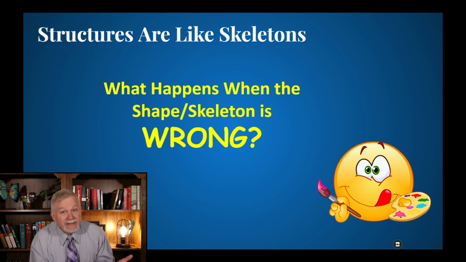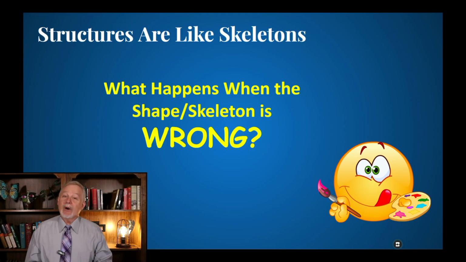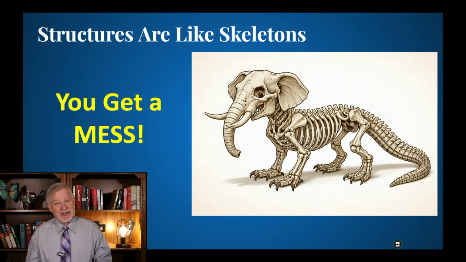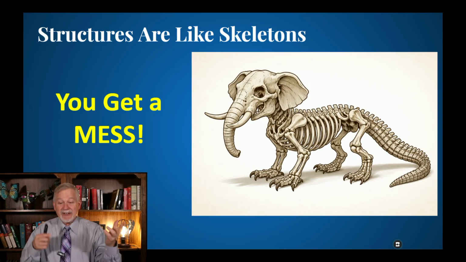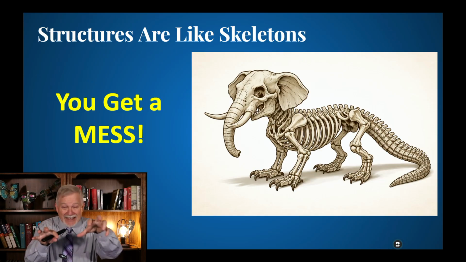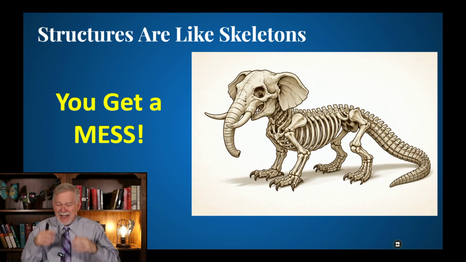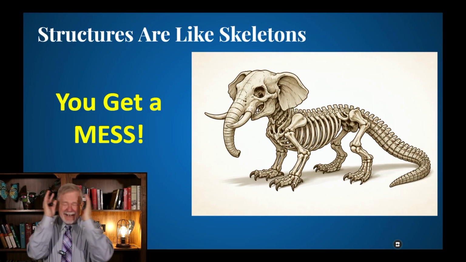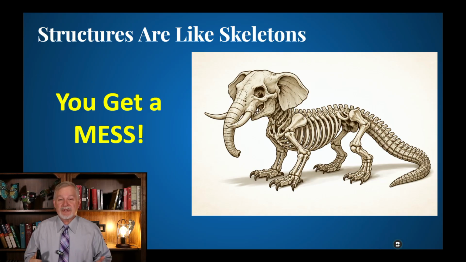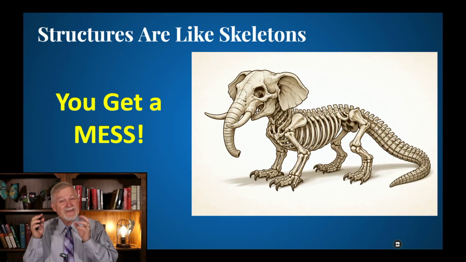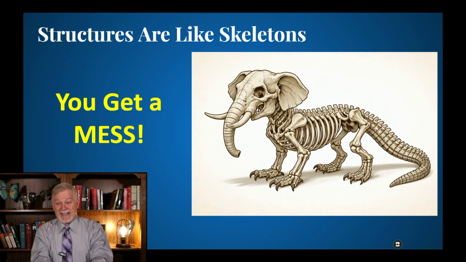So what happens if you get the shape, the skeleton, wrong? What happens then? Well, what you get is this. You get a mess. It's not an elephant, it's not a dog, it's not an eagle with its talons, it's not an alligator with its tail. The reader looks at it and goes, I don't know what this is. And they get frustrated and confused. Also, it makes it very hard for you, having created this mess. What a mess this is.